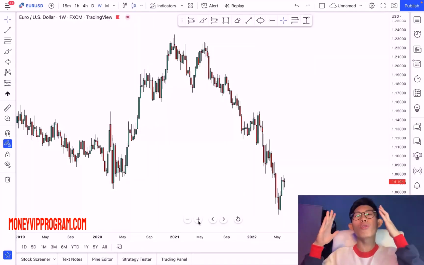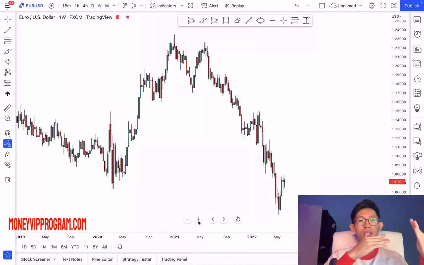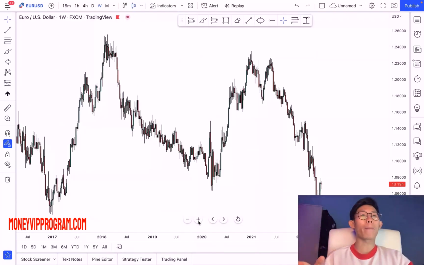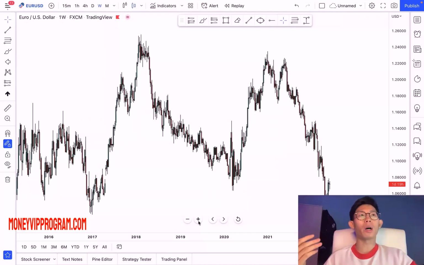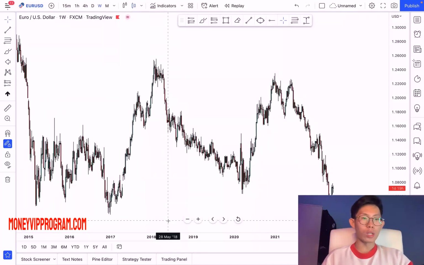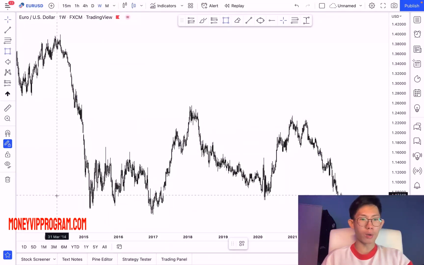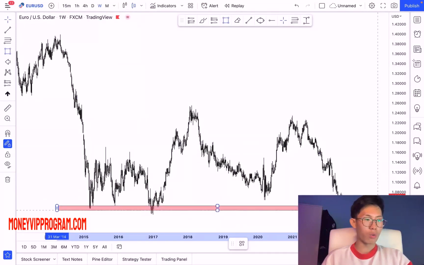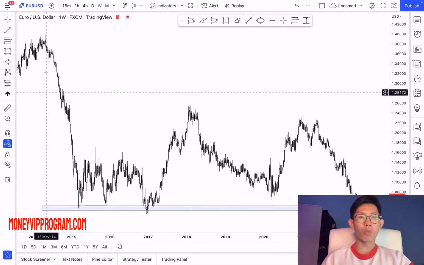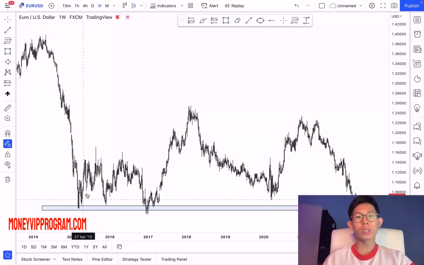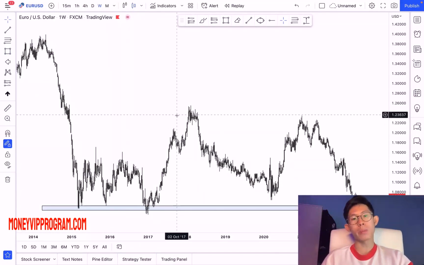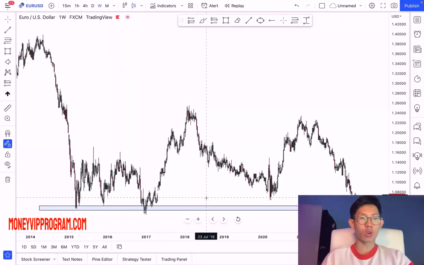So now, how do you find support and resistance levels on your charts? You need to zoom out, guys. Zoom out and see where price stops multiple times in the past. Once you zoom out, you'll be able to see, okay, right here, this was a very strong support area right around here. You can see whenever price comes back down here, it always bounces back up, comes back down, bounces back up. So this is a very strong support level.